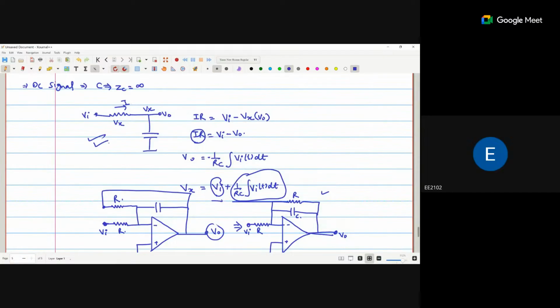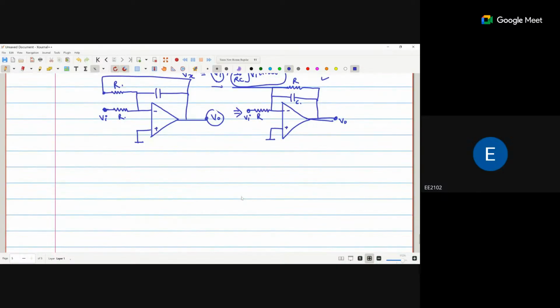Both will be equal. Now, if this circuit gives me V naught upon Vi equal to 1 upon 1 plus RCS, that means this circuit also gives me V naught upon Vi equal to 1 upon 1 plus RCS. Okay, we can check this one also.